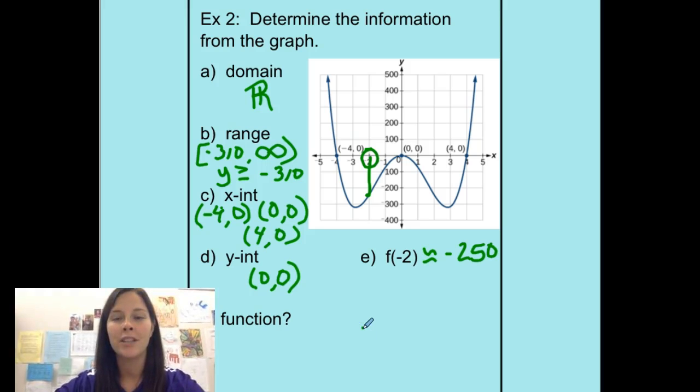And finally, is this graph a function? Does it pass the vertical line test? Are there any vertical lines we could place on the graph that would cross it more than once? The answer is no, so yes, we have another function.